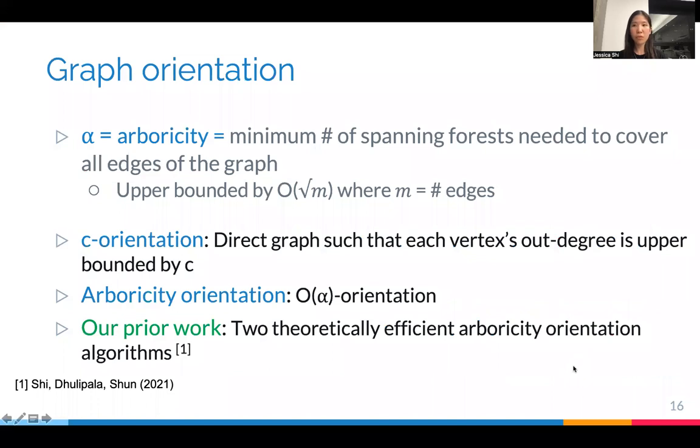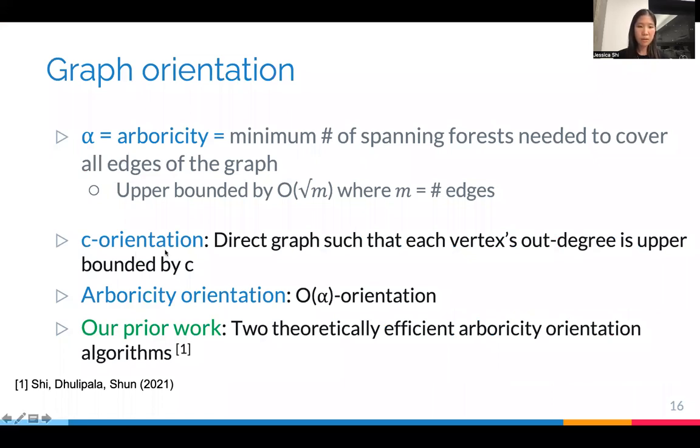We'll also be using graph orientations in our algorithm. So we use this idea of arboricity. The arboricity of a graph is the minimum number of spanning forests needed to cover all of the edges of the graph. You can think of it as a measure of sparsity, and it's upper bounded by O of the square root of m, where m is the number of edges. And in real-life graphs, this value is normally bounded by about polylogarithmic of the number of vertices.